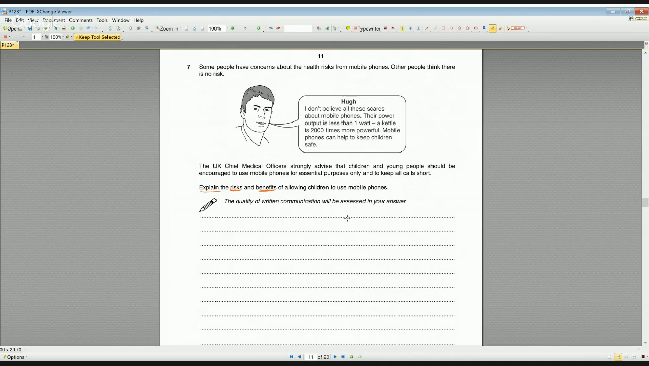And it says explain here, so it's not enough just to write down a risk and a benefit. We need to actually explain those. So let's begin with a benefit. Now, there are lots of benefits you can write down here. Pretty much anything that's sensible would get you the mark. For example, children can contact their parents in an emergency. So that's a benefit of children having mobile phones. A risk is that mobile phones are used close to the head, and young people have developing brains and thinner skulls.